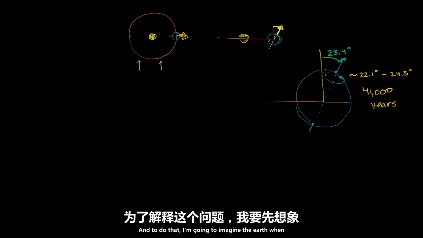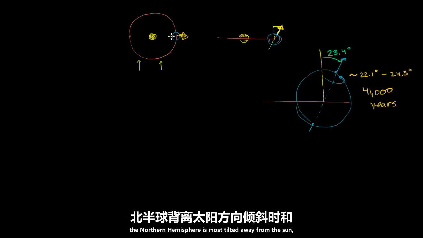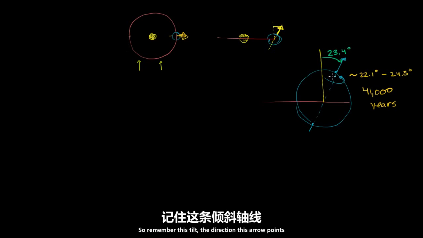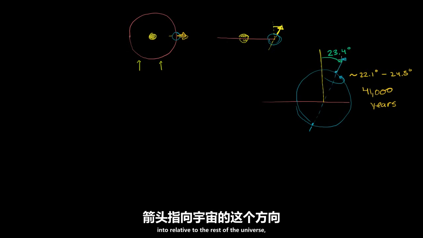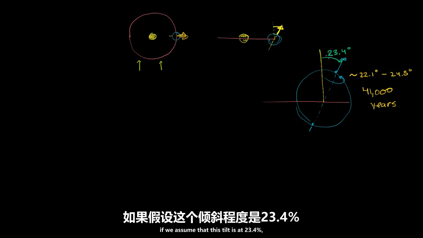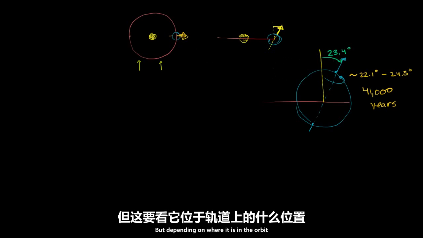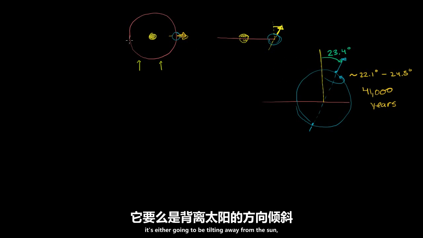And to do that, I'm going to imagine the Earth when the northern hemisphere is most tilted away from the sun, and when it is most tilted towards the sun. So remember, this tilt, the direction this arrow points relative to the rest of the universe, if we assume that this tilt is at 23.4 degrees, it's not changing throughout the year. But depending on where it is in the orbit, it's either going to be tilting away from the sun, as it is in this example right over here, or it will be tilting towards the sun. I'll do the towards the sun in this magenta color.